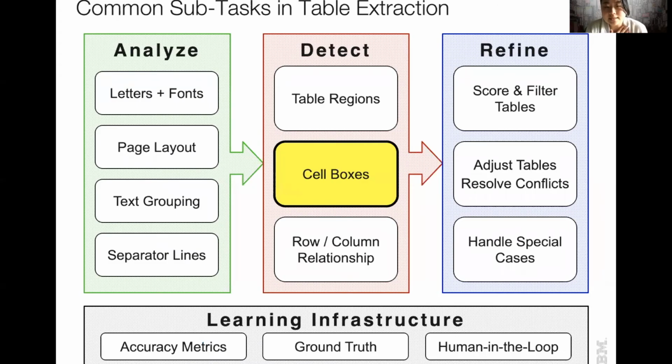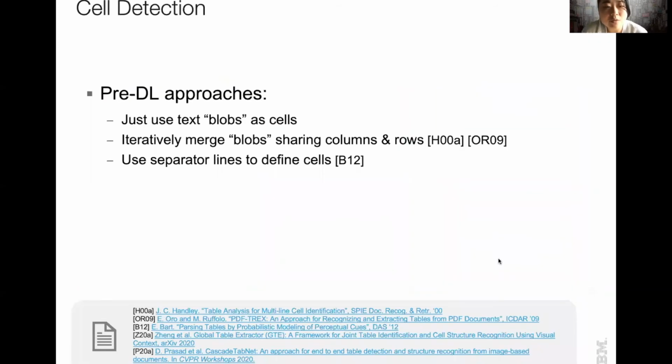Next, I will talk about cell boxes in table extraction. Now, this is not something that is always done. There are only some works that explicitly try and detect the cell boxes in doing the table structure identification. Overall, in the pre-deep learning approaches, they generally just use text blobs as cells, and then some of the works try to merge these blobs that share columns and rows, or use separator lines to try and figure out if different text blobs belong together as a cell.